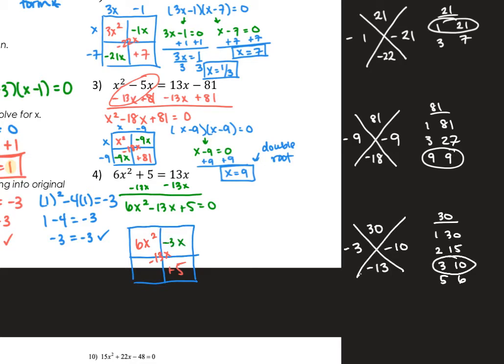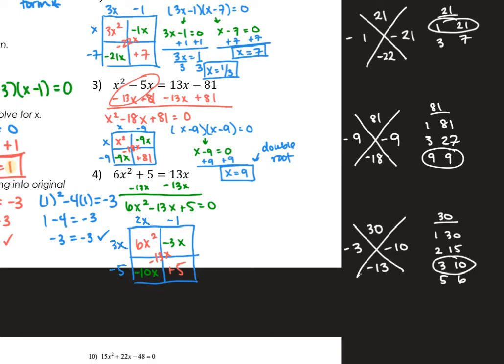So negative 3x and negative 10x. And then we look at the top row and we take the GCF. So to get the outside number, we look at the GCF of 6x squared and negative 3x. So in that case, it's going to be 3x, and then we work backwards. So 3x times what gives us 6x squared? That's going to be 2x. 3x times what gives me negative 3x? That's negative 1. 2x times something gives me negative 10x, so that's going to be negative 5.